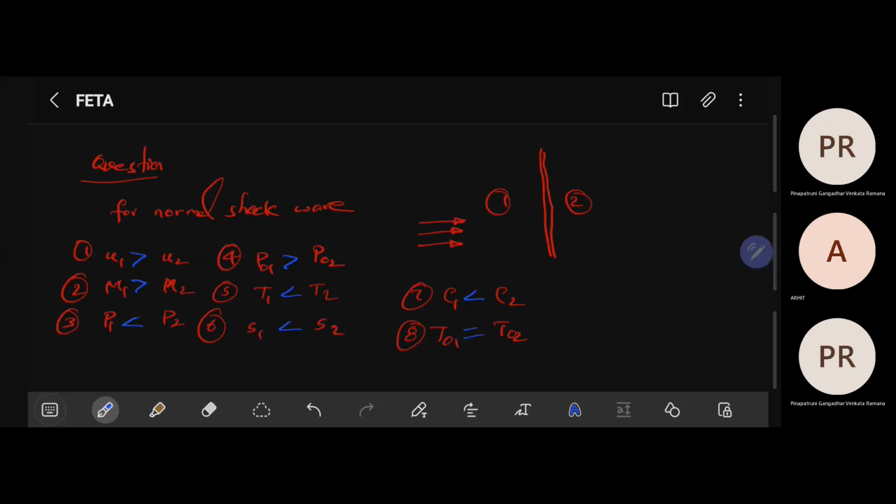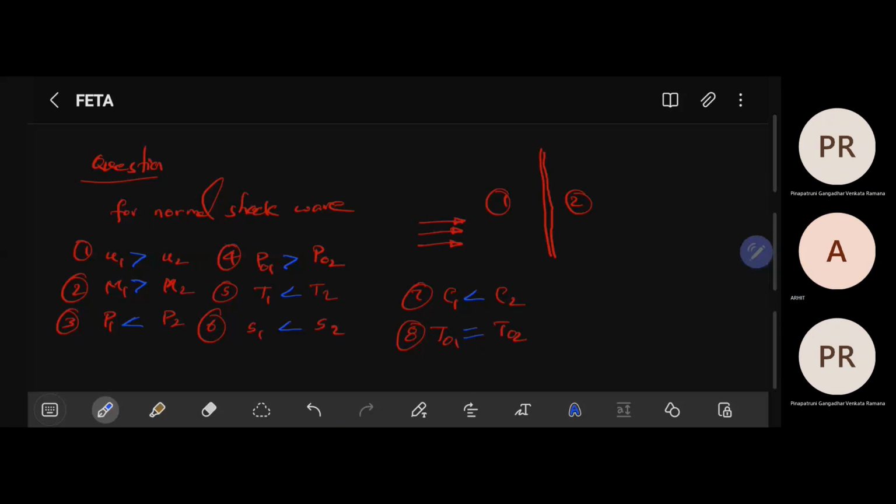What do you understand? Sir, if it is adiabatic, the stagnation temperature will be the same, and isentropic means the entropy will not change. Sorry, it is not isentropic. So the entropy will change across the shock wave. If it is adiabatic, the stagnation temperature will remain the same, but the static temperature will change.